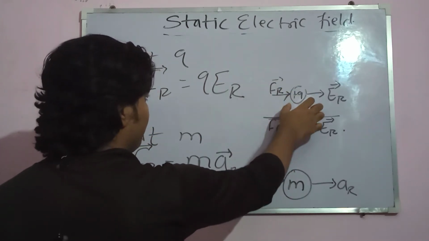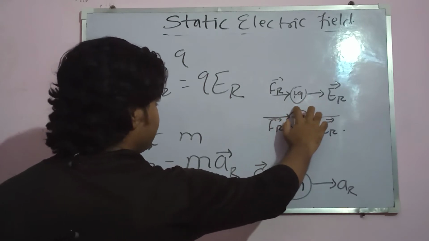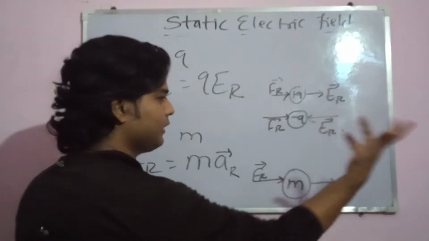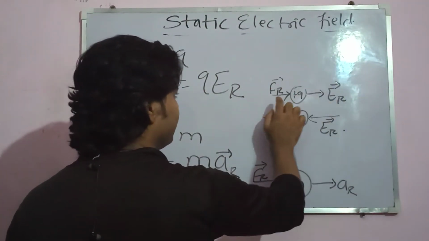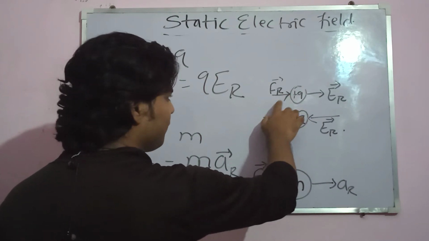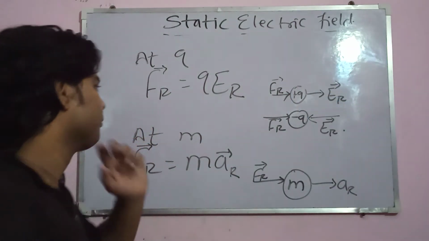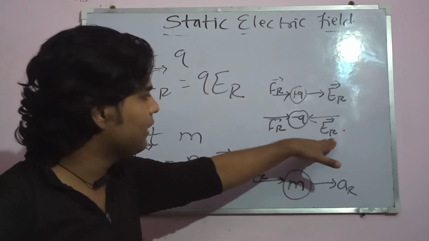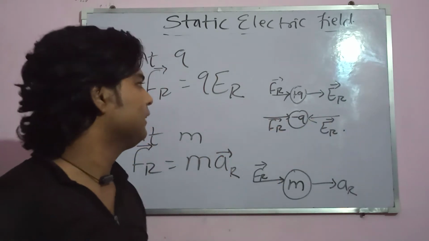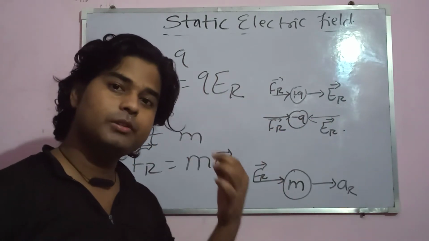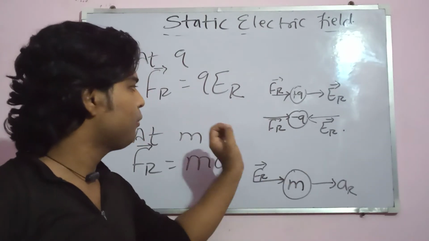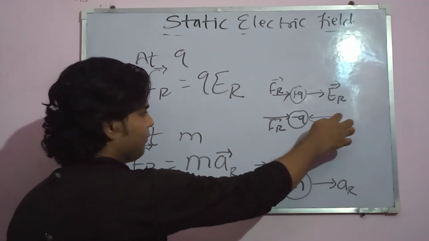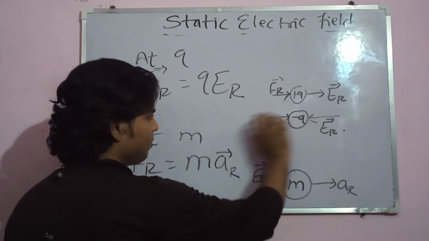If a positive Q is kept in a static electric field, then it experiences force along the direction of the electric field, meaning it shifts towards here. That's why the electrostatic force on plus Q is in this direction. If a charge is minus Q and it is kept in a static electric field in this direction, then it experiences electrostatic force opposite to the direction of the electric field, so the resultant force is in this direction.